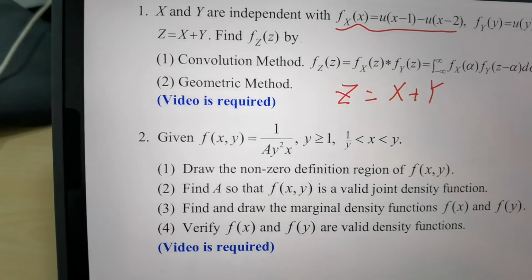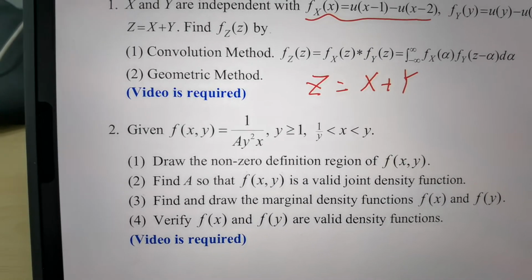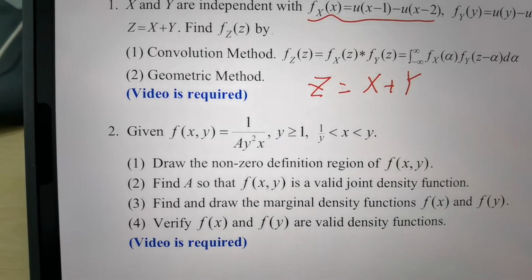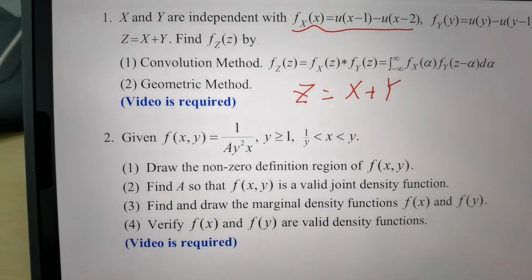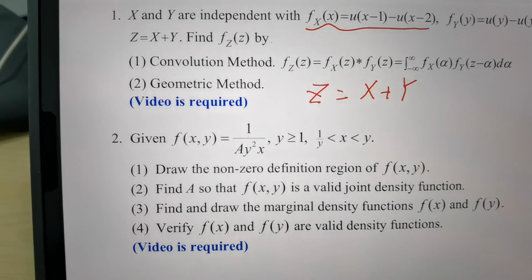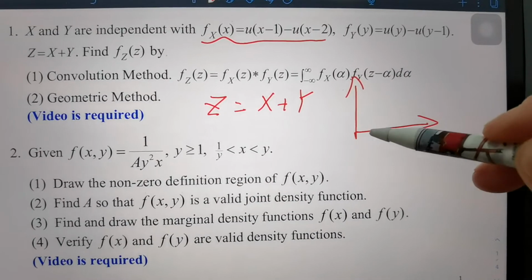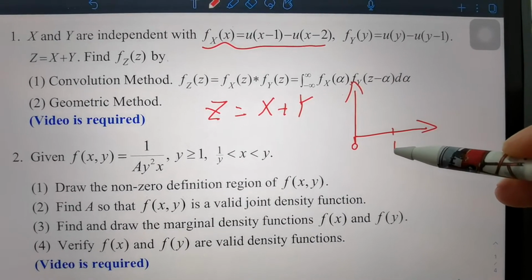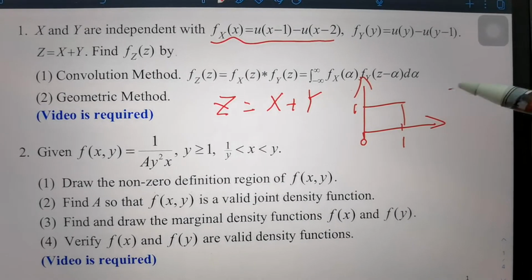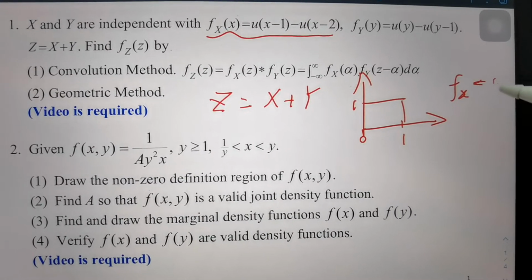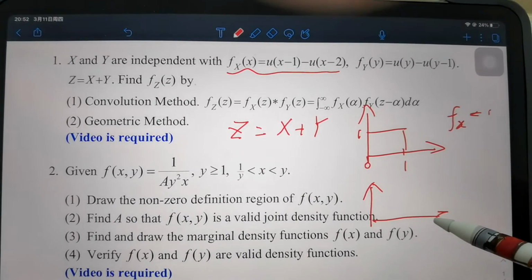So Z equals X added by Y. So we can see for X, if we shift the result to the right side by 1, its graph looks like this, from 0 to 1 and here. This is f_X when shifted by 1. And this is f_Y.